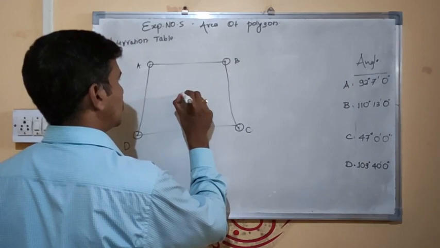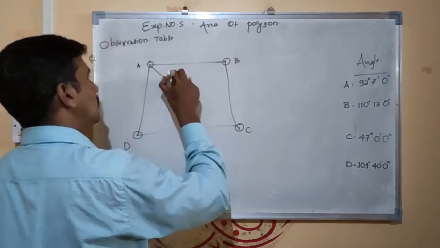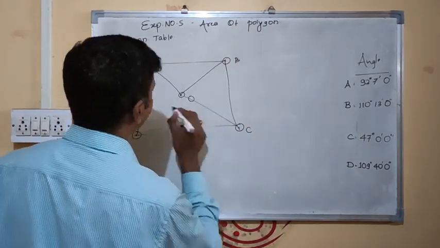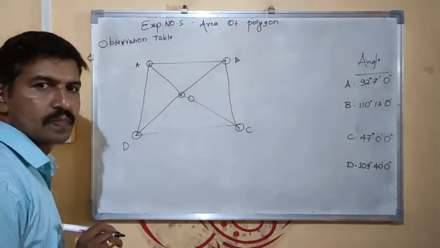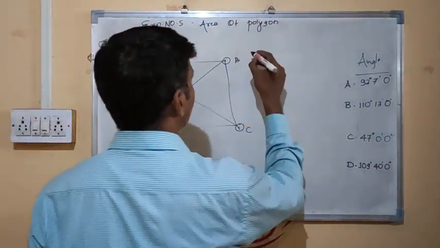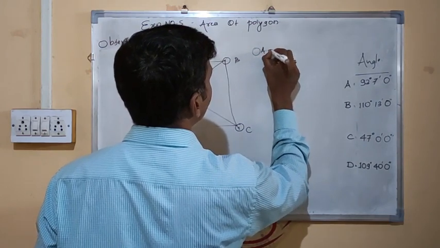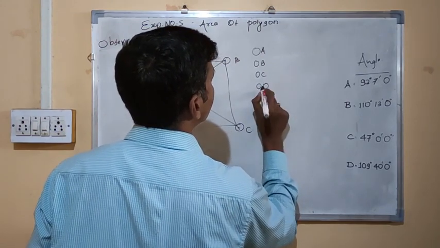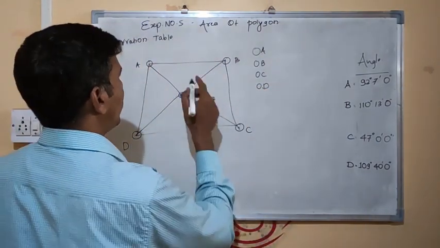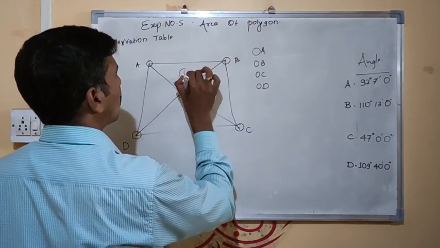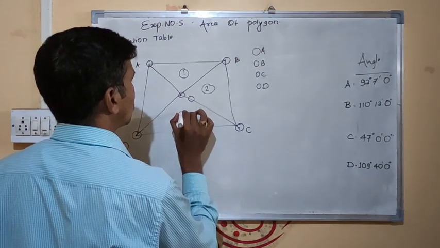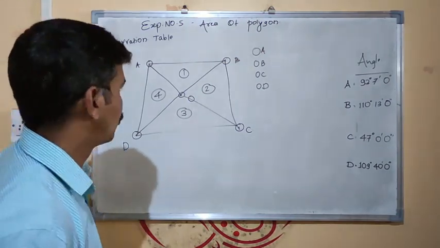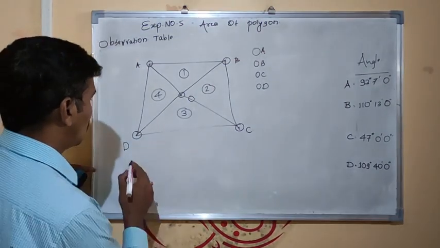And approximately the instrument is set at O. So we have found OA, OB, OC and OD. These are the distances we have found. Now let us divide this whole figure into 4 triangles. Say this is my first triangle, this is my second triangle, this is my third triangle, and this is my fourth triangle.